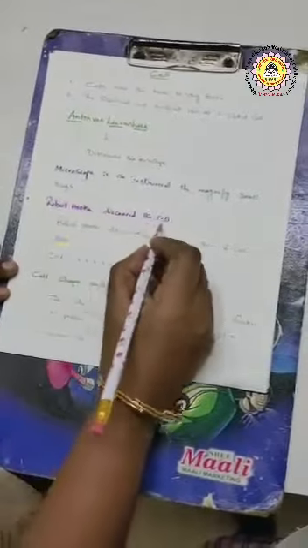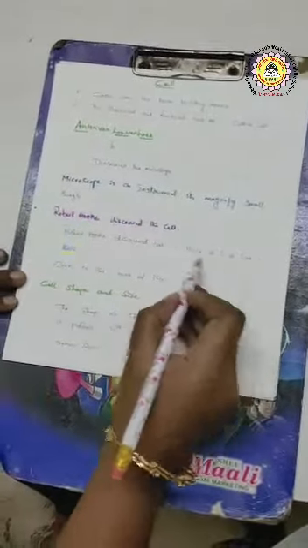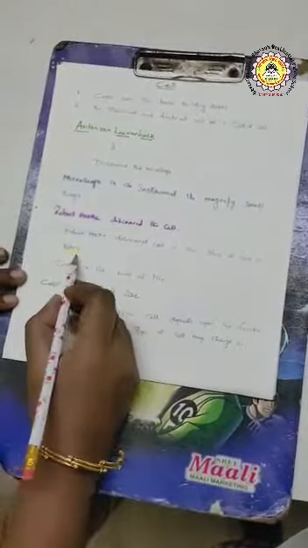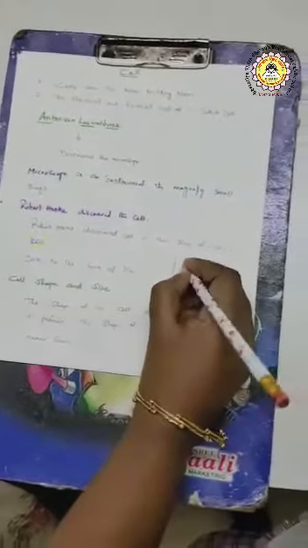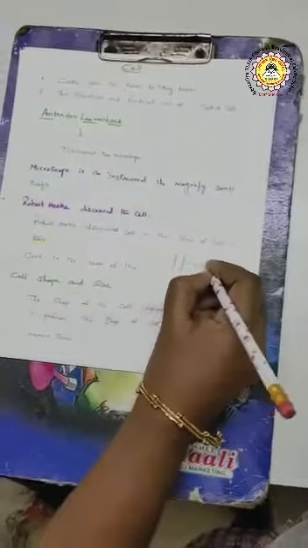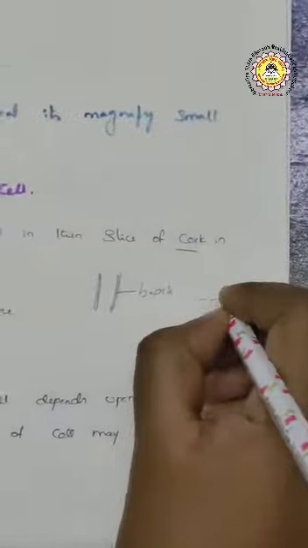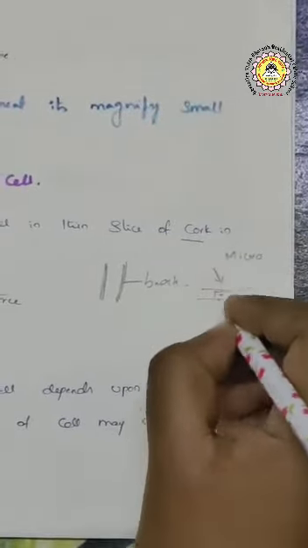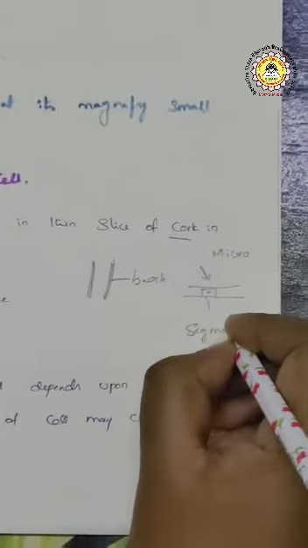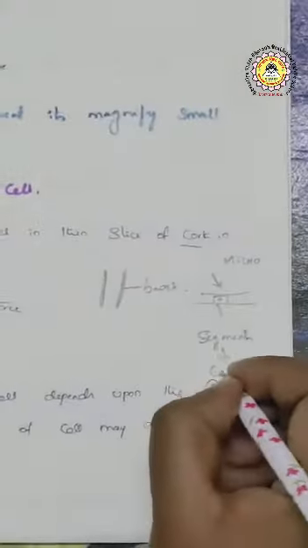Robert Hooke discovered the cell in a thin slice of cork in 1665. Cork is the bark of a tree, the outermost layer of the tree. After taking one little bit of cork, he observed it in the microscope. He observed small segments, and he named them cells.